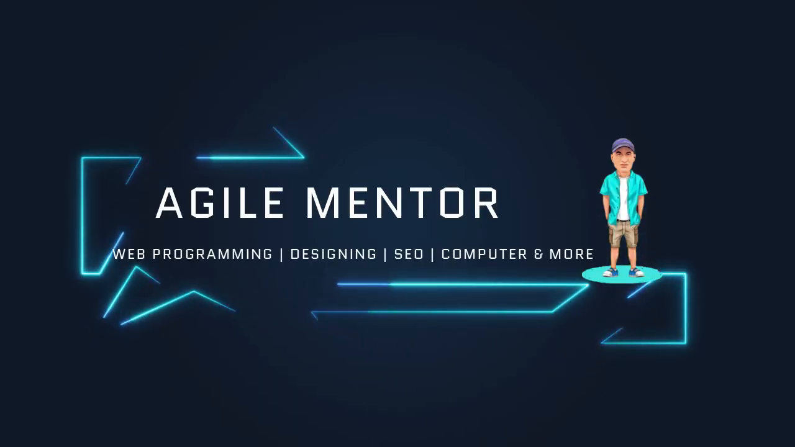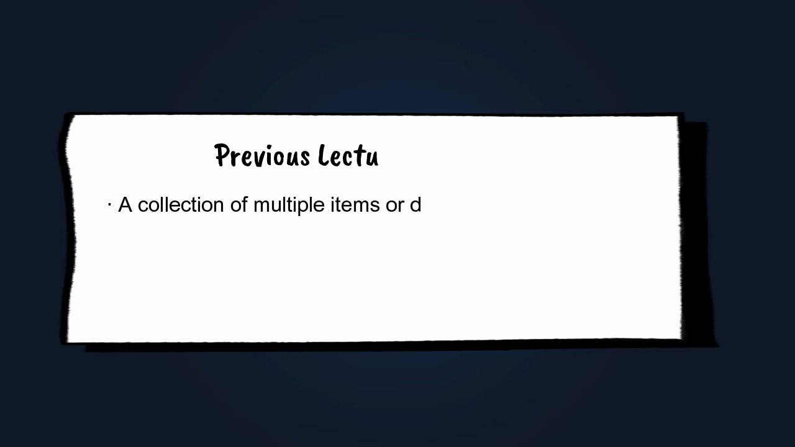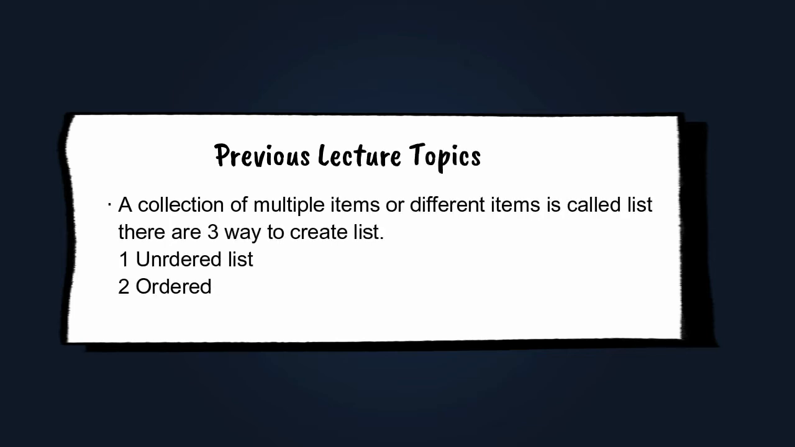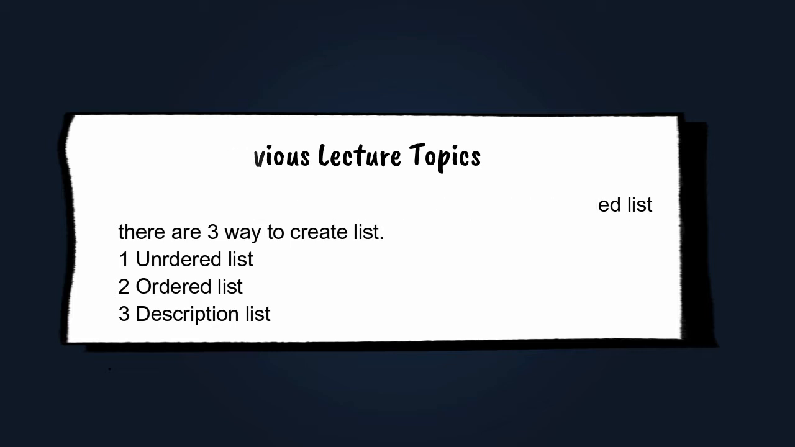In the previous lecture of the HTML5 series, we learned about lists, a collection of multiple items. Lists have three types: unordered list, ordered list, and description list. I hope you understood it very well in the previous lecture. If you have any issue, please see the video again and comment to me in the comment section.